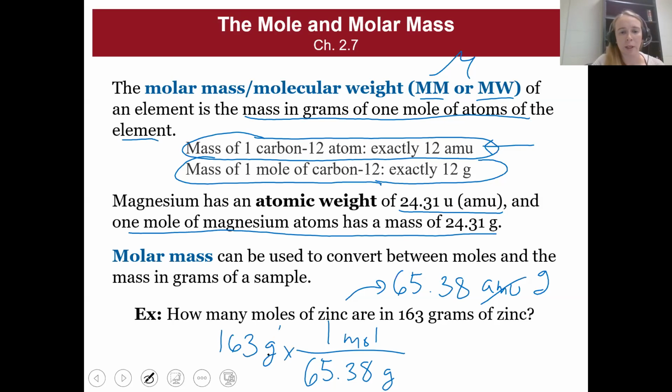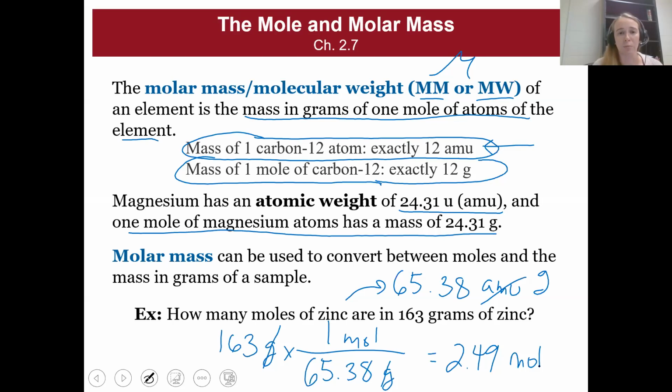All right, now we cancel out our grams and we're going to get our answer in moles, which is 2.49 moles of zinc. So you should be able to do it this way or the opposite, find the mass of however many moles of zinc. So make sure you can do both.